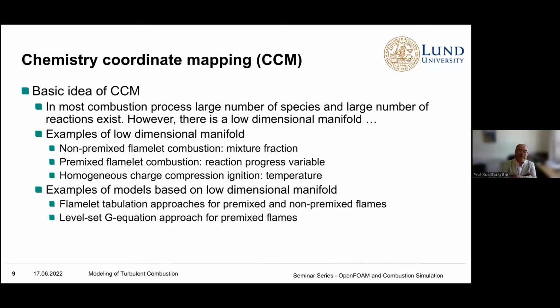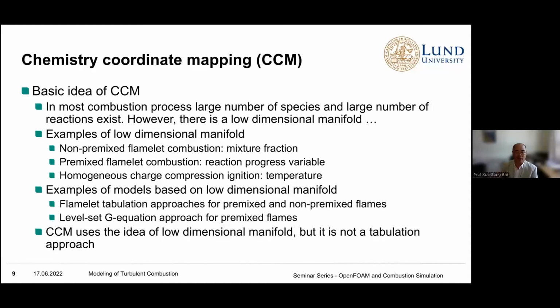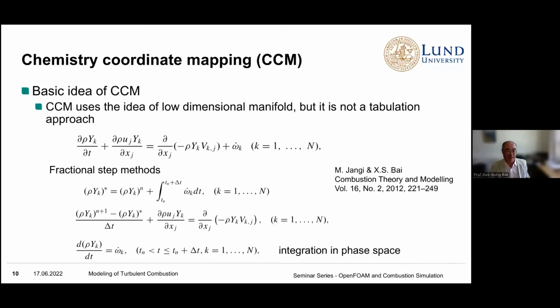So one can see that the idea of flamelet combustion, or the flamelet model, to me, makes use of the low dimension manifold concept. There is the flamelet tabulation approach for premixed and non-premixed flames, and the level set G equation approach for premixed flames. These are all based on the assumption that one can utilize a one dimension flame coordinate to map the species. CCM uses the idea of low dimension manifold, but it's not a tabulation approach. We use the species transport equation as an example to express what we do with CCM. Here we have the time term, convection term, diffusion term, and reaction rate term.